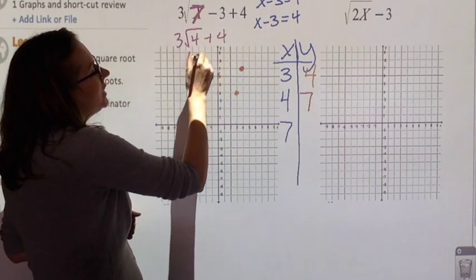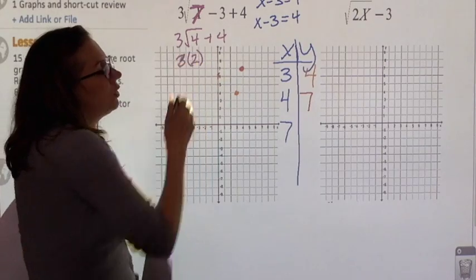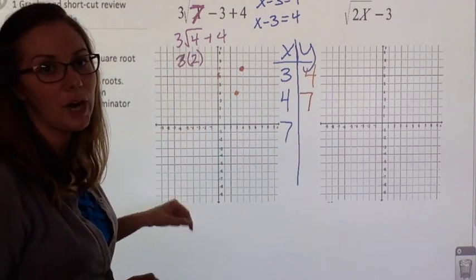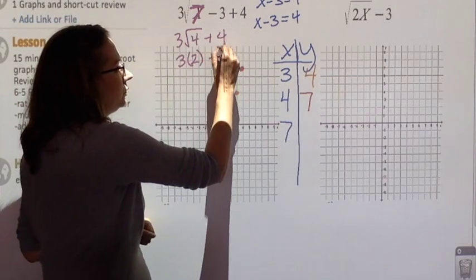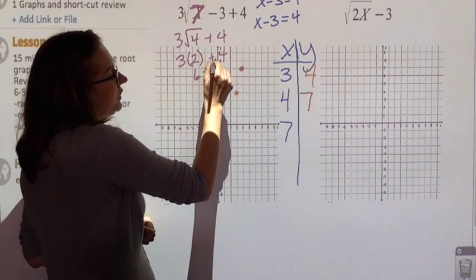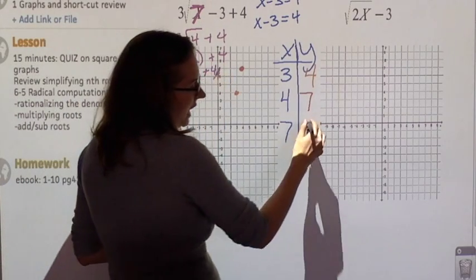Square root of 4 is 2, okay? Don't let them trick you. The 0 was 0, the 1 was 1, but square root of 4 is not 4, it's 2. Again, I multiply before I add or subtract, so I'm going to have 6 plus 4. I'm going to end up with a 10 here.